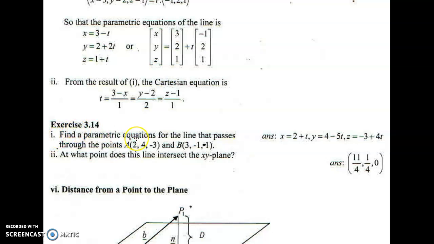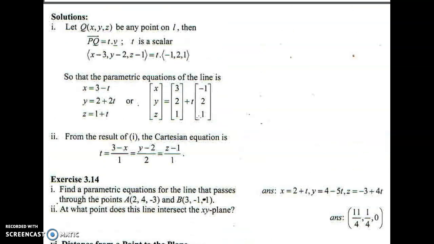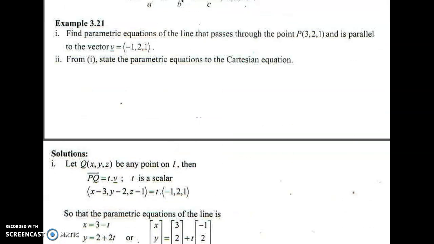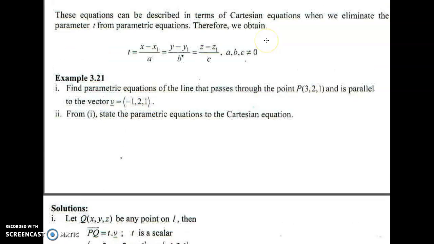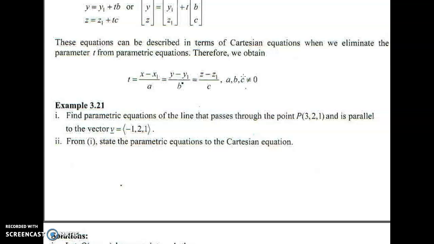Find parametric equations for the line that passes through the points A and B, and then at what point does this line intersect the xy plane? For this exercise, it is a little bit different from the concept that we have learned before, because previously, to find an equation, you need to find one point on that line and compare it with any parallel vector. For example, they give you the equation directly as it is.